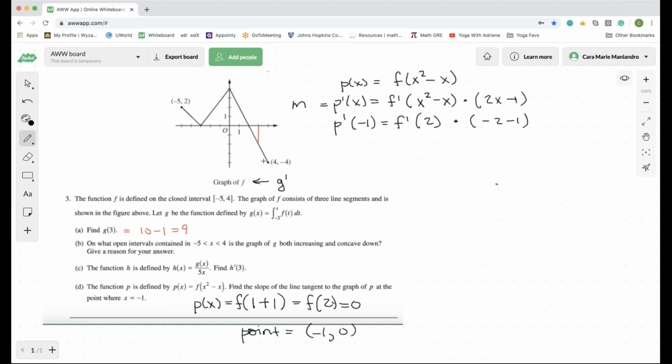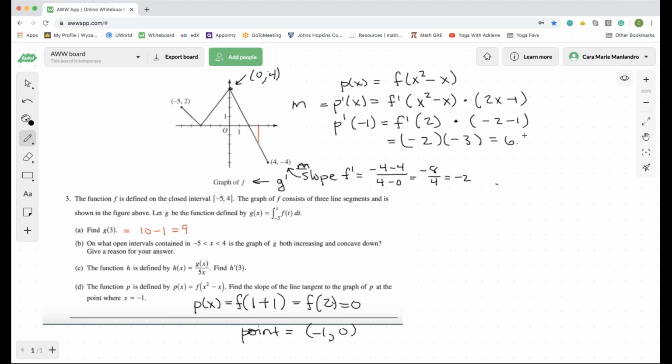All right, so now I have to find f prime of 2. All right, so that is going to be the slope of this line. I know that this is the point 0, 4, and then I have the point for -4. So the slope here of f prime is change in y over change in x, -4 minus 4 over 4 minus 0, -8 over 4 is negative 2. That looks right to me. So this is negative 2 times a negative 3, which is 6.